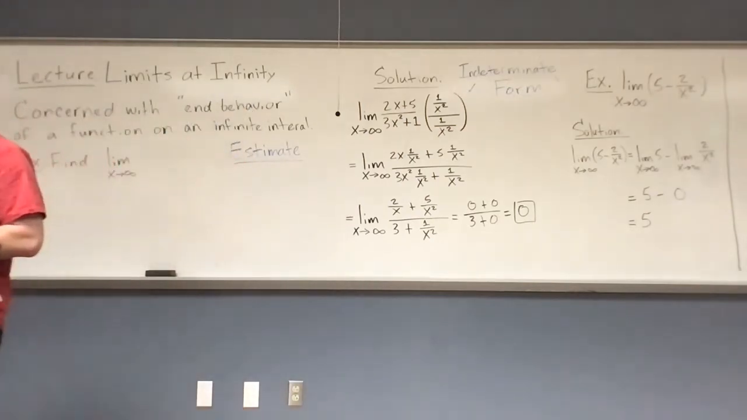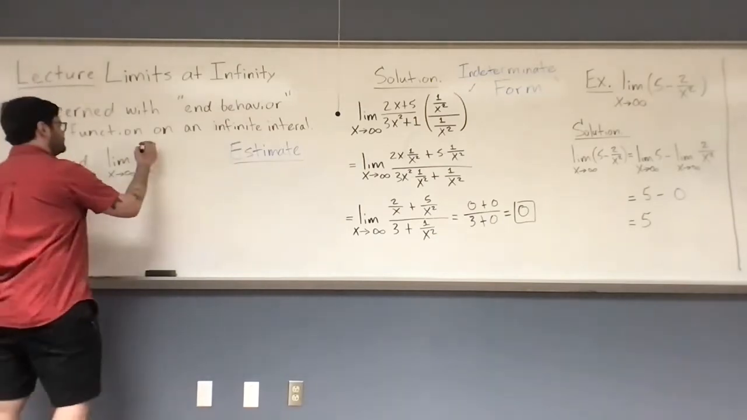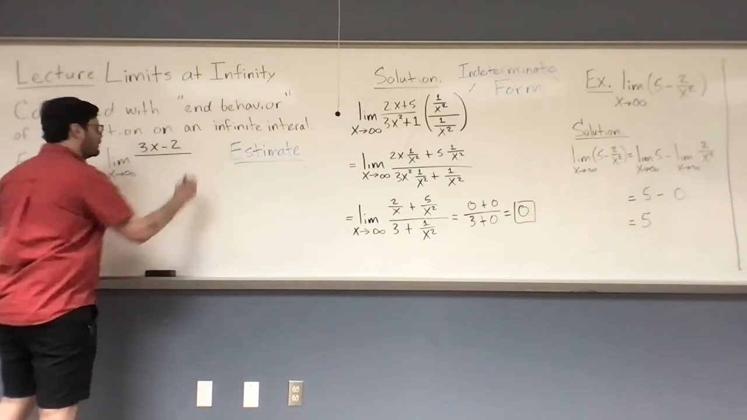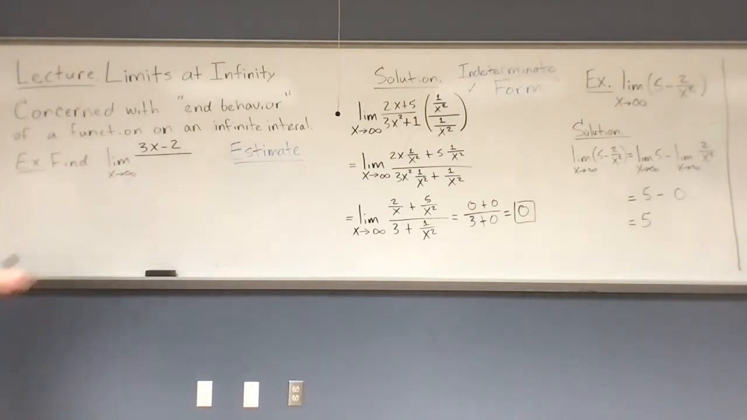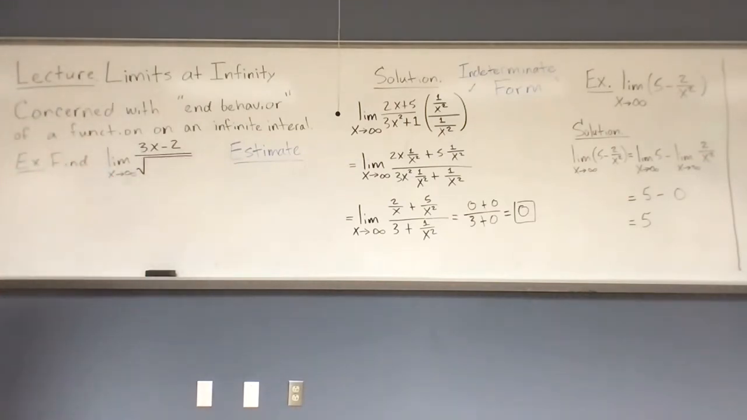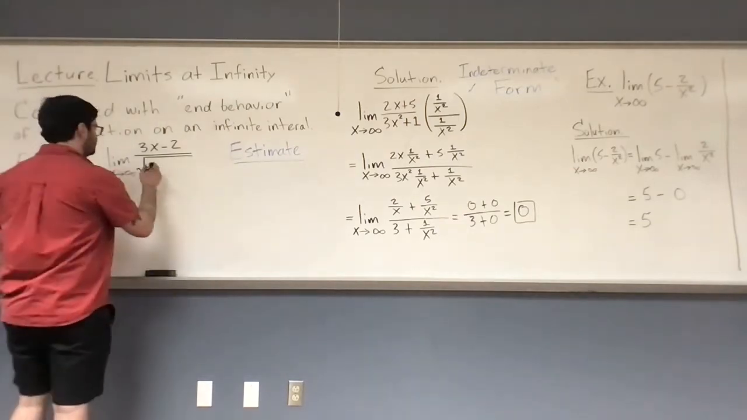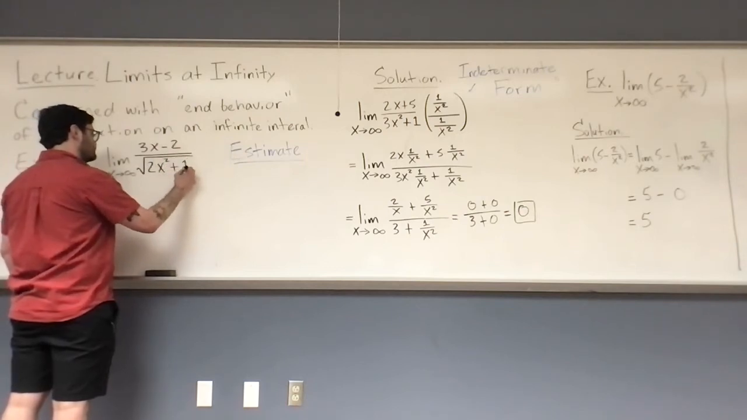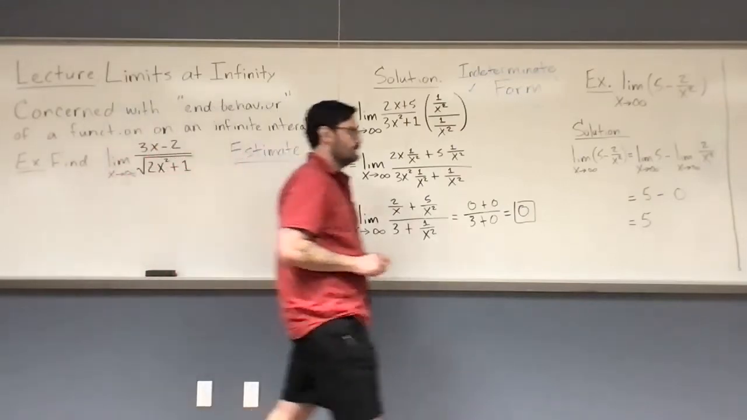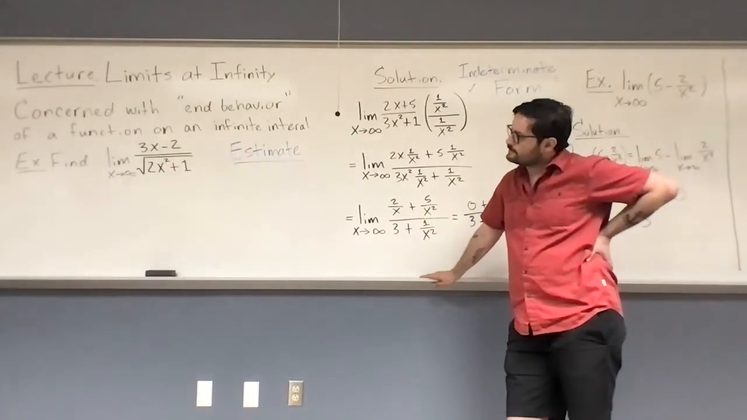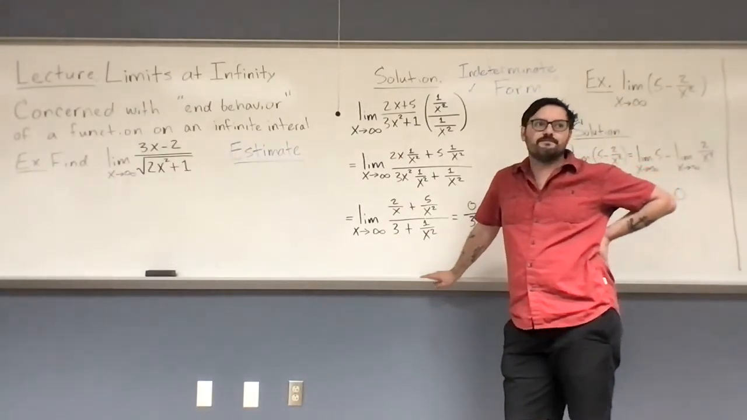All right, so let's look at this one. 3x minus 2 over the square root of, what is that, 2x squared plus 1. Now, we should probably start with an estimate, right?